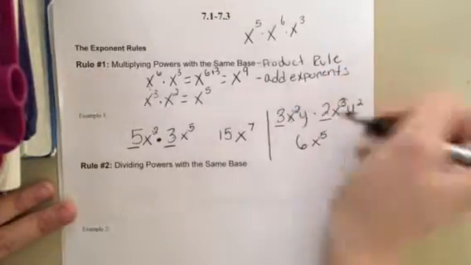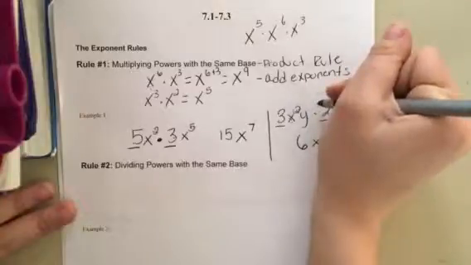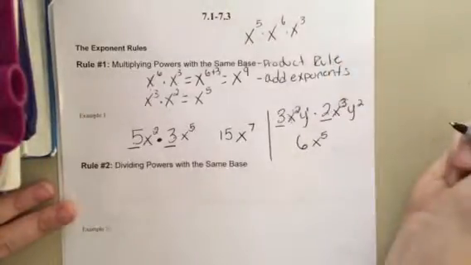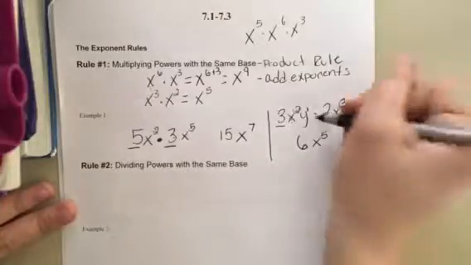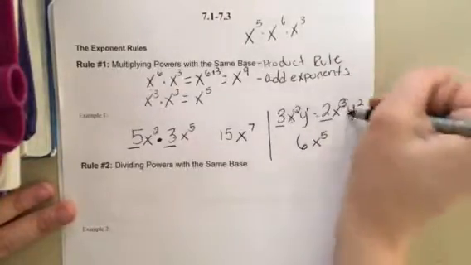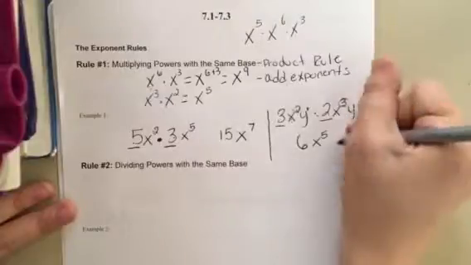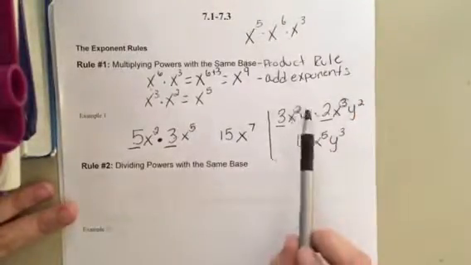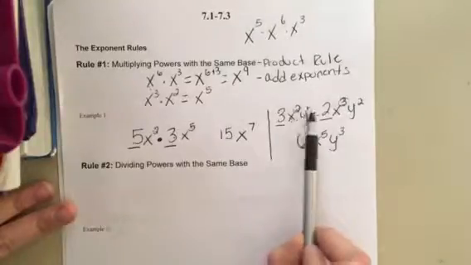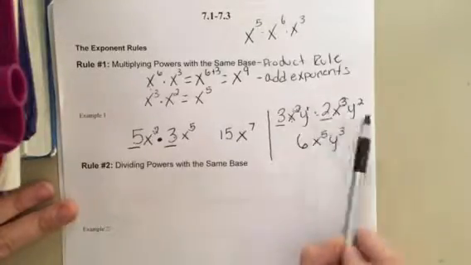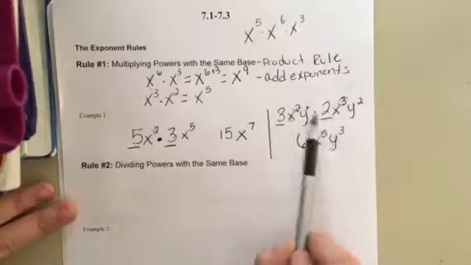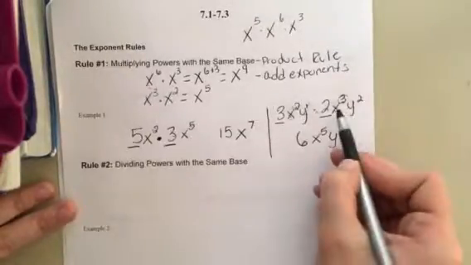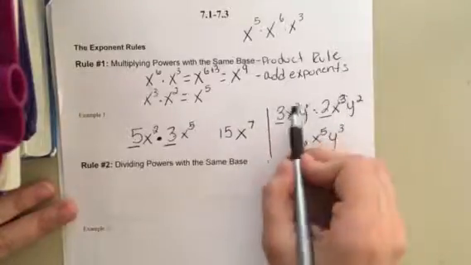When y does not have a number, or when a base does not have an exponent, we know automatically it is always going to be 1. So we have y to the 1 times y squared, which gives us y to the 3rd. You can only combine bases and their exponents when they have the same base, such as the x's and the y's. I cannot add y to the 1st and x to the 3rd. It does not work that way.